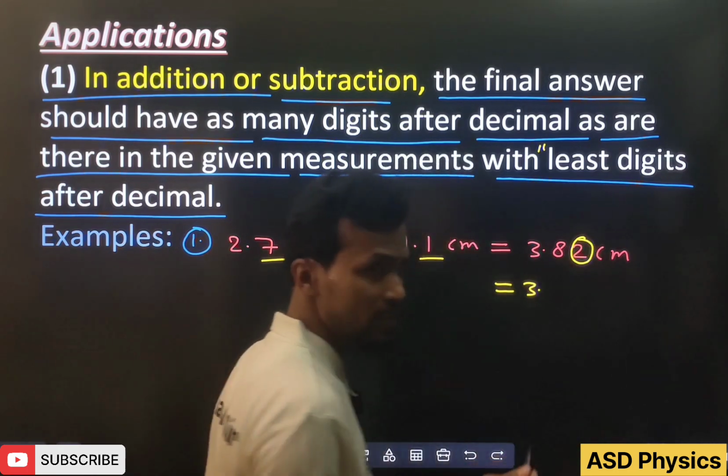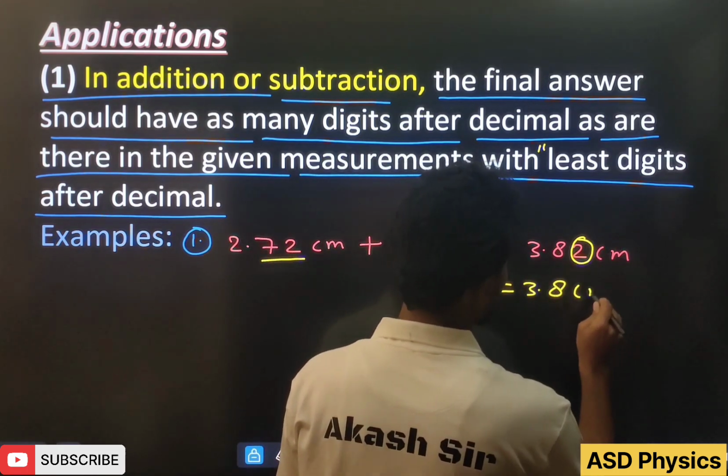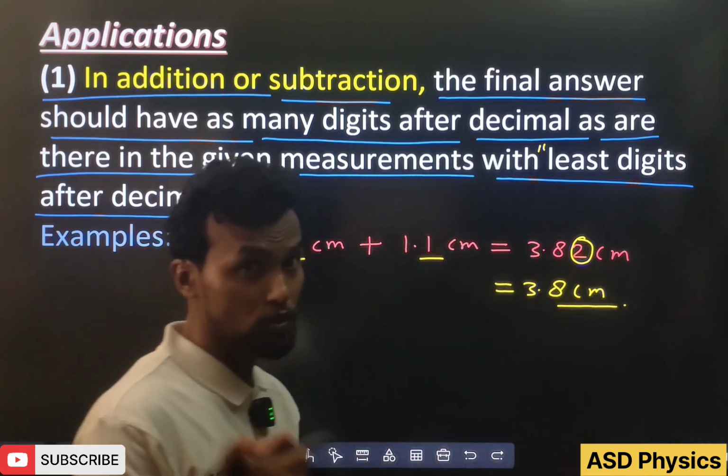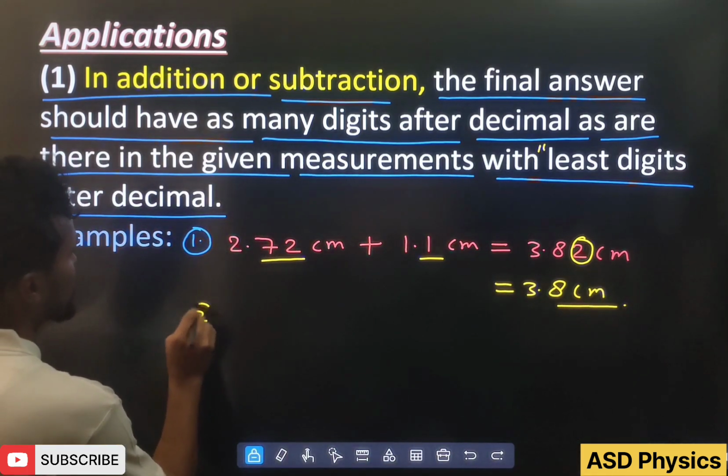This 2 is the uncertain digit, less than 5, so we'll drop it. The answer will come how much here? 3.8 centimeter. I hope so. Very clear. Okay. Similarly, you can take the second one also.